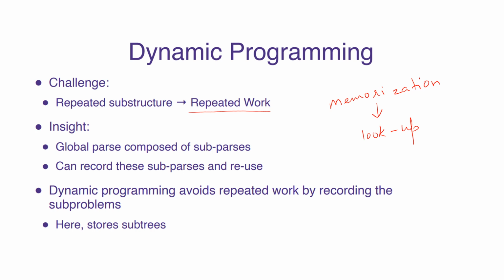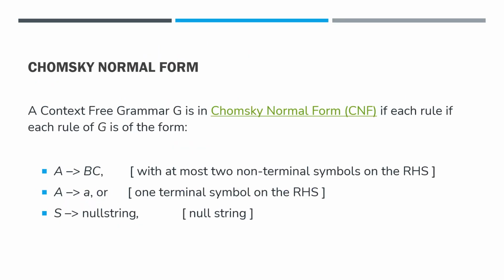So what happens in the case of dynamic programming? Once we want to make a parse tree using dynamic programming, how do we do it? First thing is my context-free grammar should be in the Chomsky normal form, that is CNF.